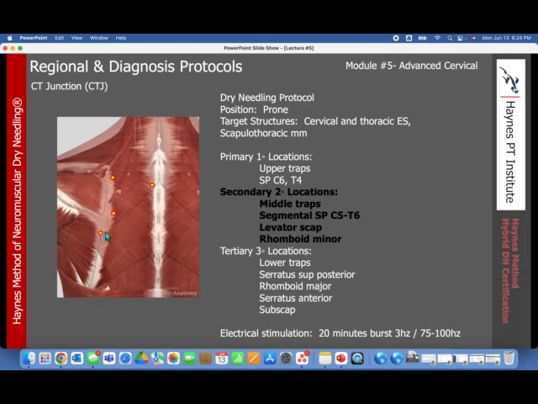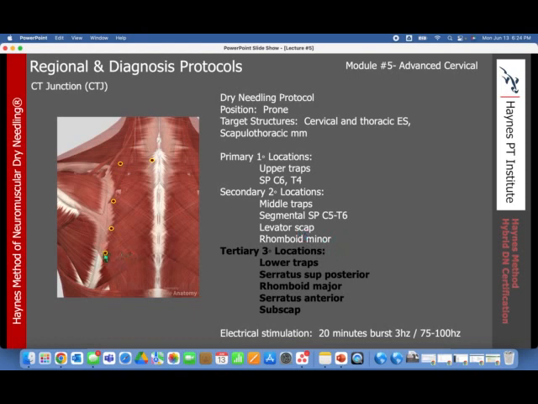And then this one is the middle trap is here. So tertiary, our lower traps, which are actually here, middle traps sitting right here. Our serratus superior posterior, which again we haven't gotten to, but we'll get to that in the thoracic piece, which is going to be right here. Our rhomboid major, serratus anterior, which will be one of these locations. Again, haven't got to that. We'll get that in advanced shoulder. We'll get that on the anterior side of the scapula, and at the same time we'll hit subscap.